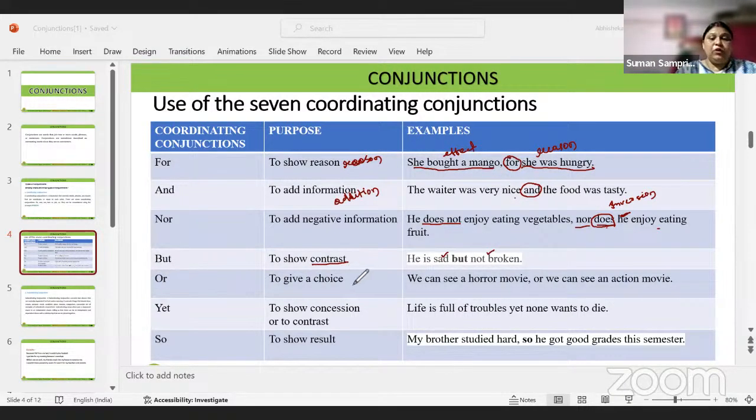Now "or" is used to give a choice, when you are making a selection. So we can see a horror movie or we can see an action movie. So we have two choices here. One is the horror movie, another one is an action movie.